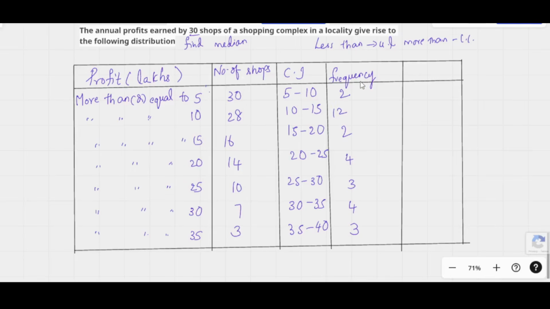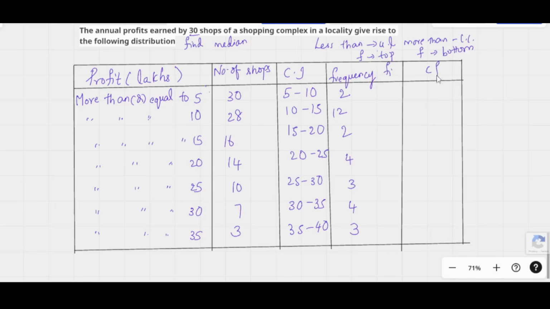So I repeat, for the frequencies in this more than type of question, you have to write from the bottom. For the less than questions, you do it from the top. For less than, we write frequencies from the top, and for the more than questions, we write the frequencies from the bottom. Done. So I got my class intervals and my frequency.